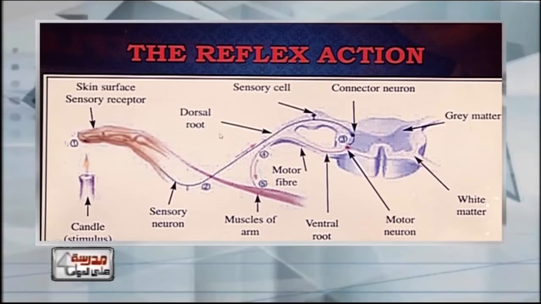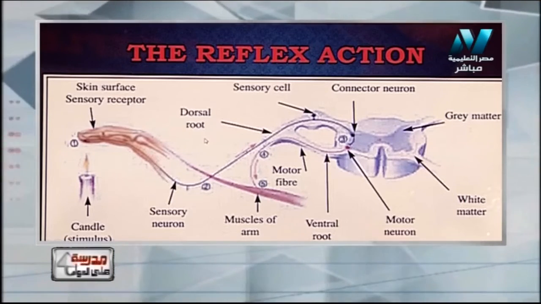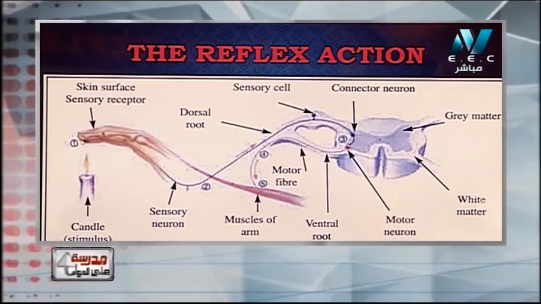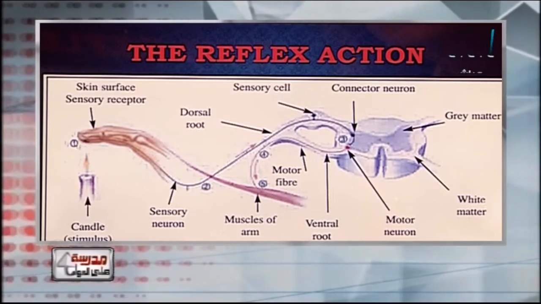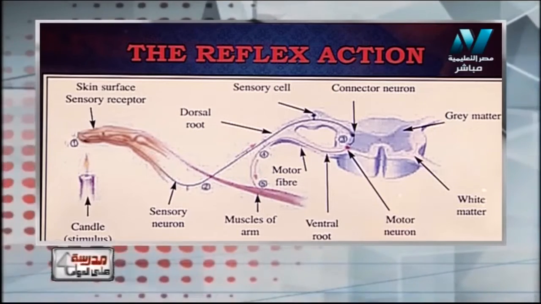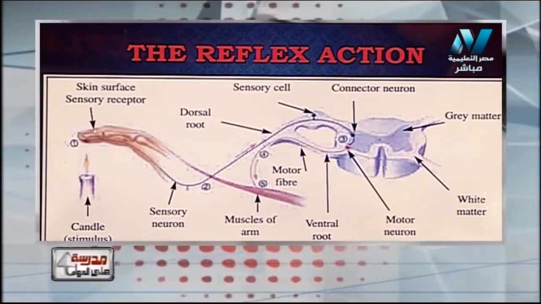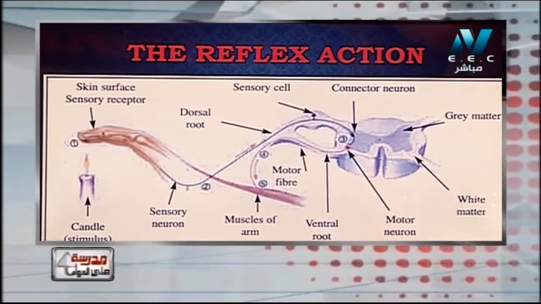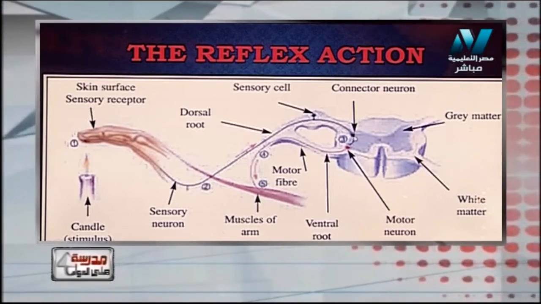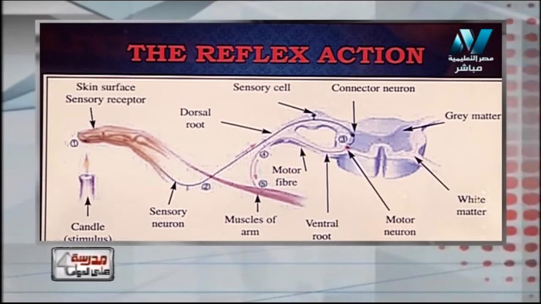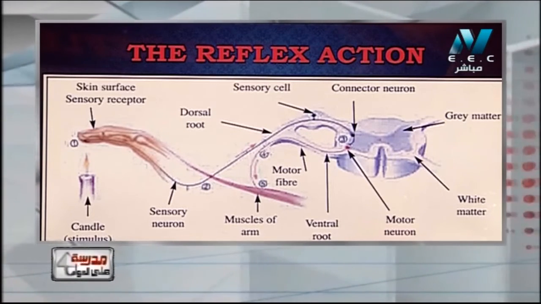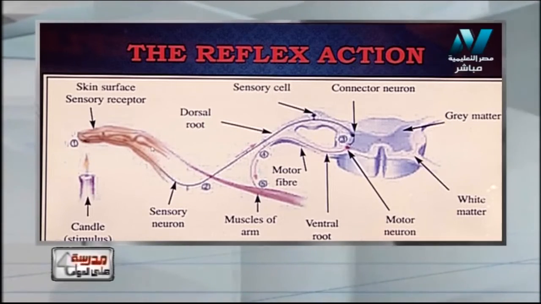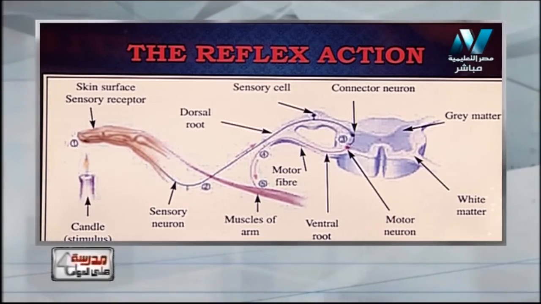Now we studied the structure. What about the mechanism of reflex action? The reflex action starts when we receive a stimulus from outside, like heat, and this stimulus is received by the sensory cells, goes to the dorsal side and reaches the spinal cord and is received by the connector neuron, and the connector neuron sends an immediate response, like motor impulses to the muscles to pull the hand away from the danger.